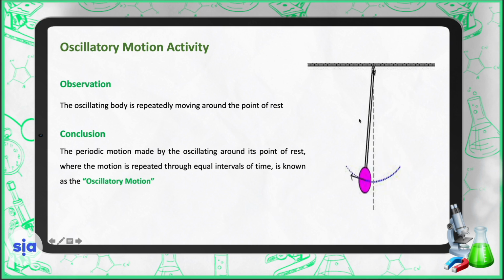If you look at this picture, you can see the point of rest is at the center, in the middle. And this simple pendulum is moving right and left, right and left. This is a repeated motion around a point of rest. Whenever you find this type of motion, it is called oscillatory motion.